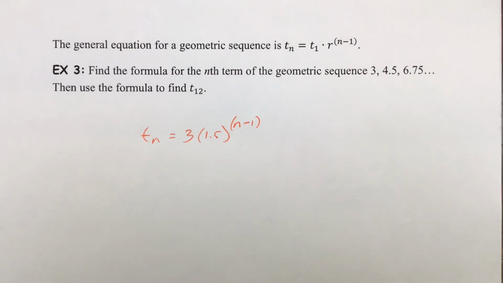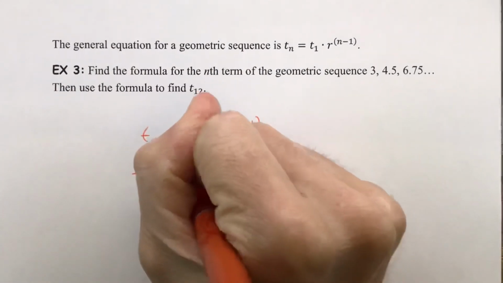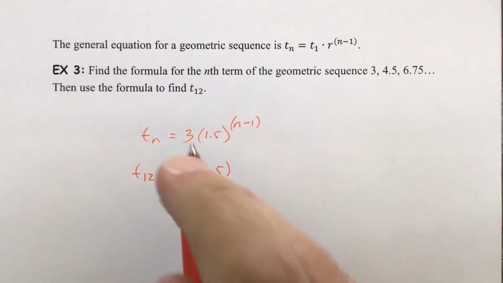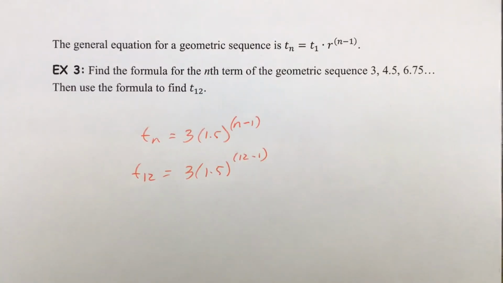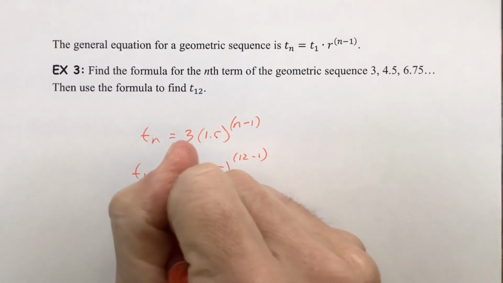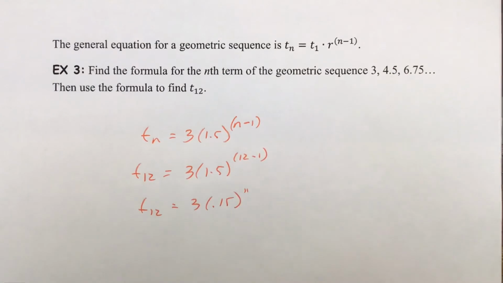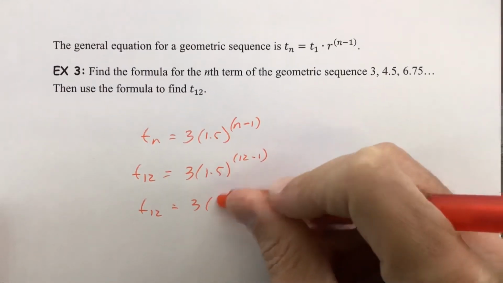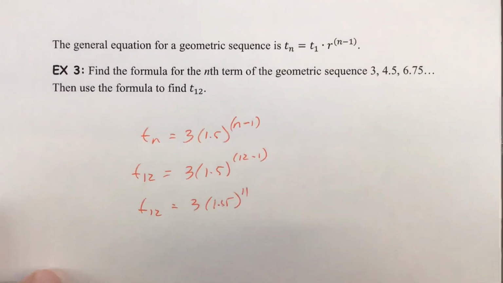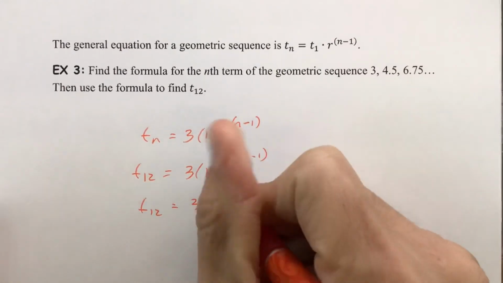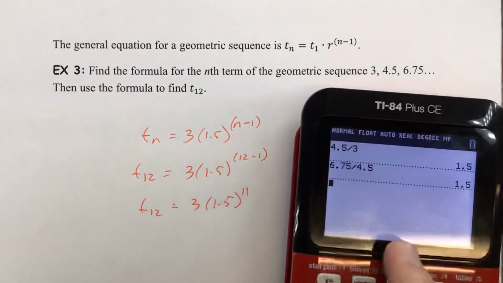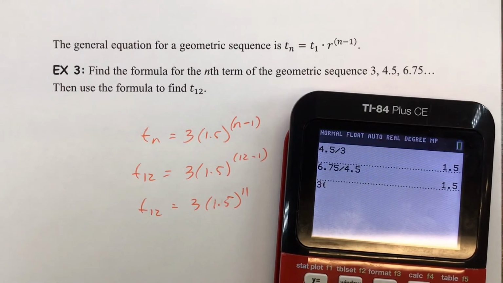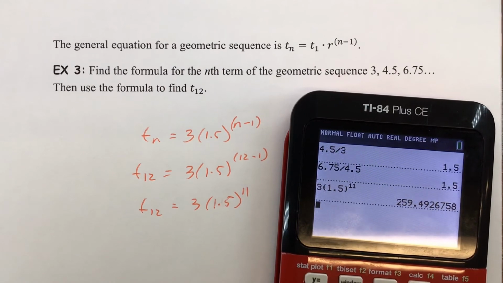Okay, so if we're interested in figuring out the 12th term, t12, we just have to plug in the 12 for the n, which of course is going to give you an exponent of 11. Whoops, let's go ahead and change that correctly to 1.5 so that I can evaluate this. Okay, we'll go to the calculator now. We're going to take 3 times 1.5 to the 11th power, which is going to give you that value, which I guess we're going to need to round off a little bit here.